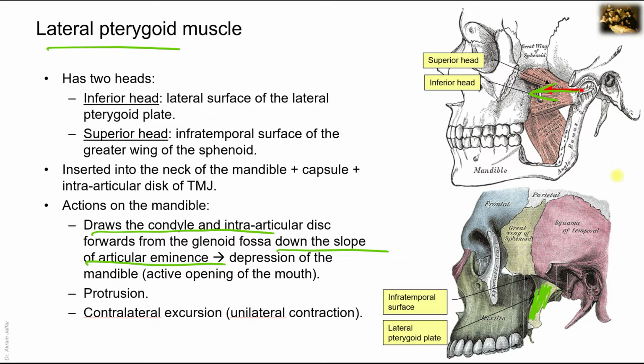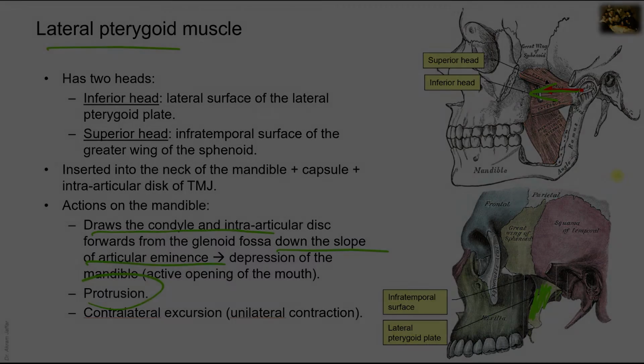In addition to that, again, look at the direction of the pull of the muscle. They result in protrusion of the mandible, and unilaterally result in contralateral excursion of the mandible.